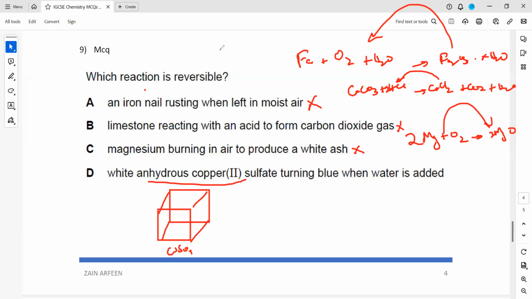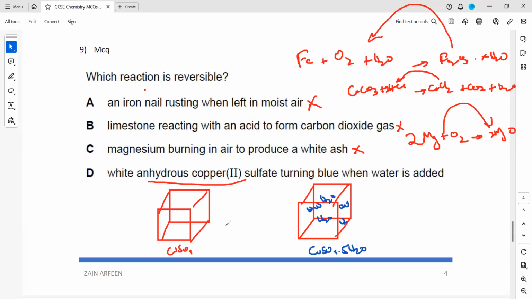What is the meaning of hydrated copper sulfate? The state will not change, it will remain solid, but within the structure it will trap water molecules. The water molecules are trapped within the structure, usually 5 water molecules. This is CuSO4.5H2O. Both of them are solid, but what is the difference here?